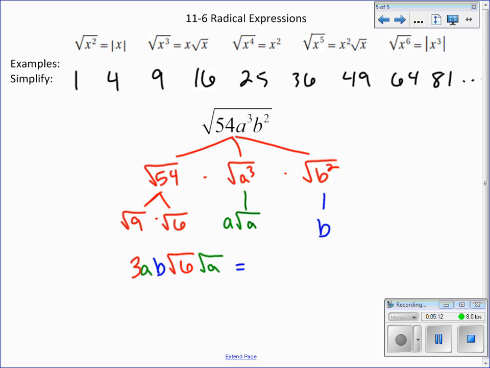Now I want you to take it one step further to simplify it. We want to merge these two back together, because we know that the square root of any numbers, we can simply multiply those. So we're left with 3ab on the outside and then the square root of 6a on the inside. Okay, I hope that helps.